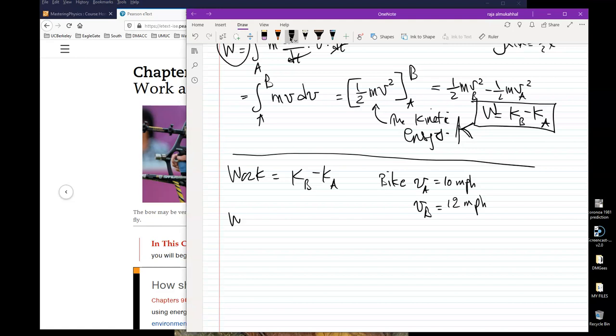The work, as you know, is force times distance. In its simplest form, Fx. Another way of saying it is that it is equal to the difference between the two kinetic energies.